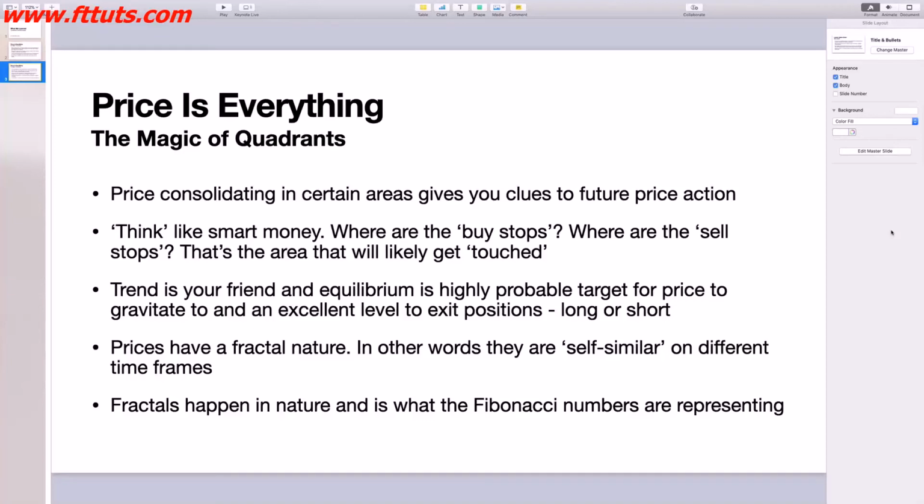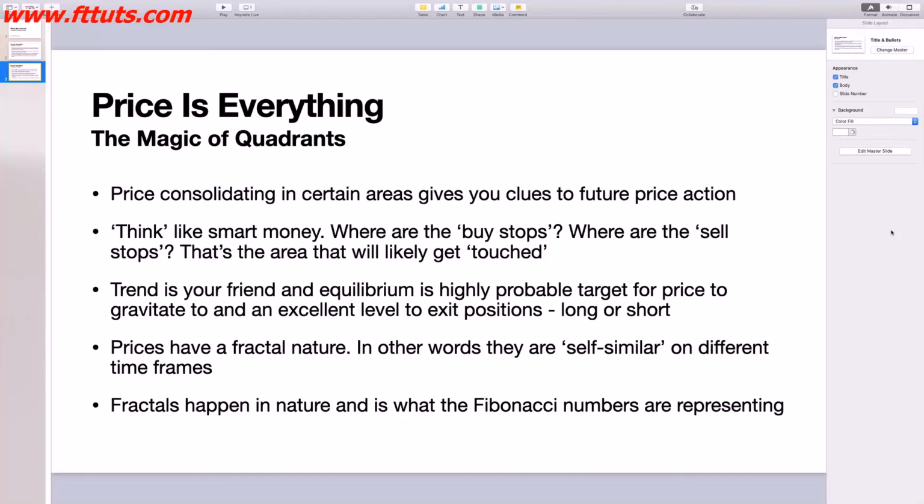Fractals do happen in nature, and that's what Fibonacci's are representing. So if you want to do a little research of your own, go to Google, look up Fibonacci, look up fractals, and you'll get a lot of information about why they are important in stock prices and financial asset prices.